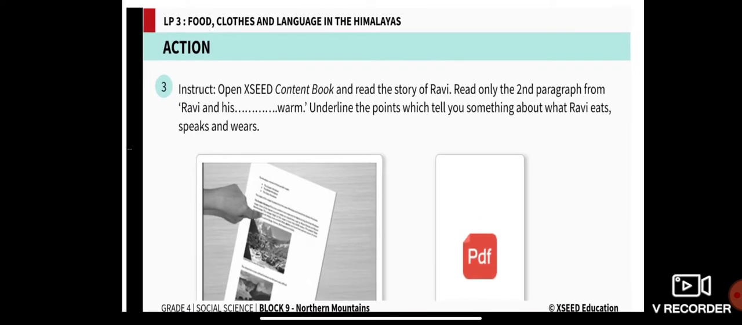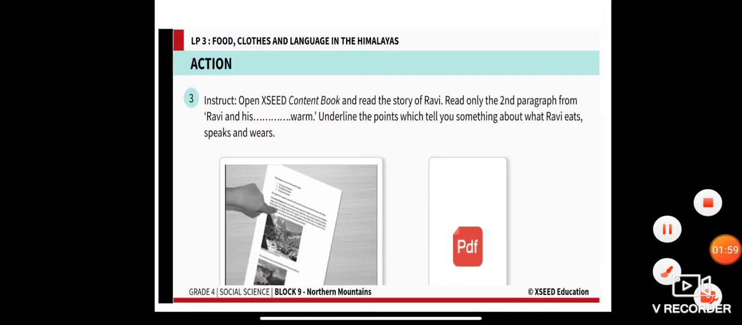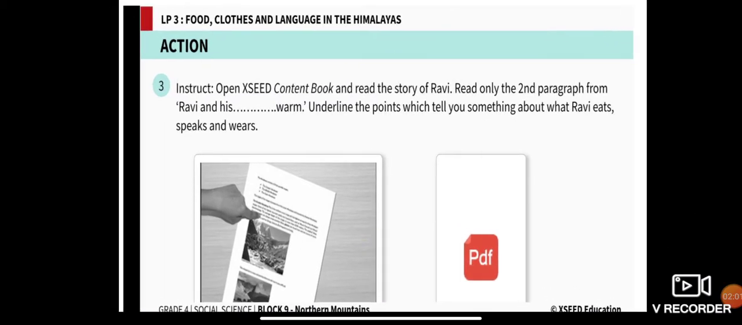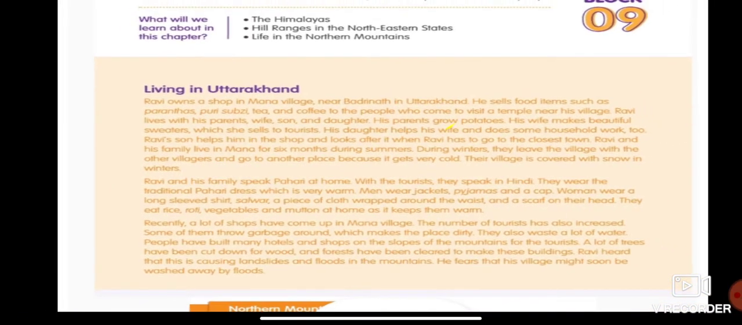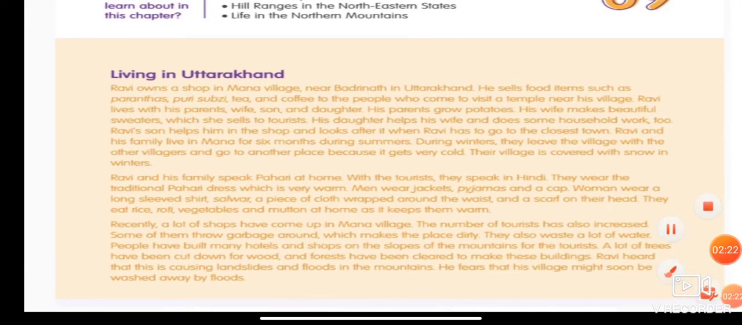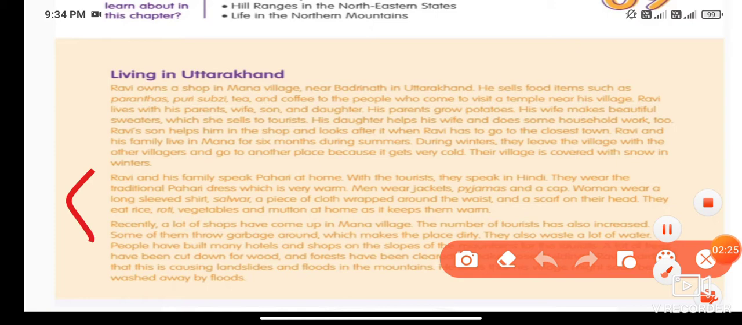I want all of you to open your exit content book and read the story of Ravi. You have to read only the second paragraph, from Ravi and his worm. Underline the points which tell you something about what Ravi eats, speaks, and wears. This is a case study about living in Uttarakhand, so you just have to study this portion.